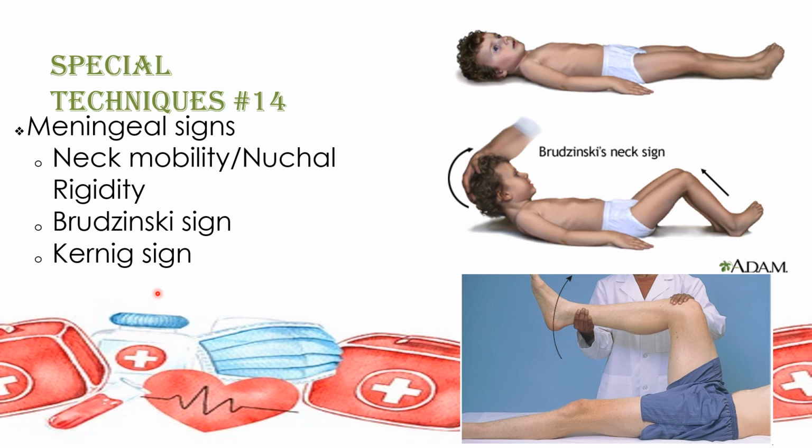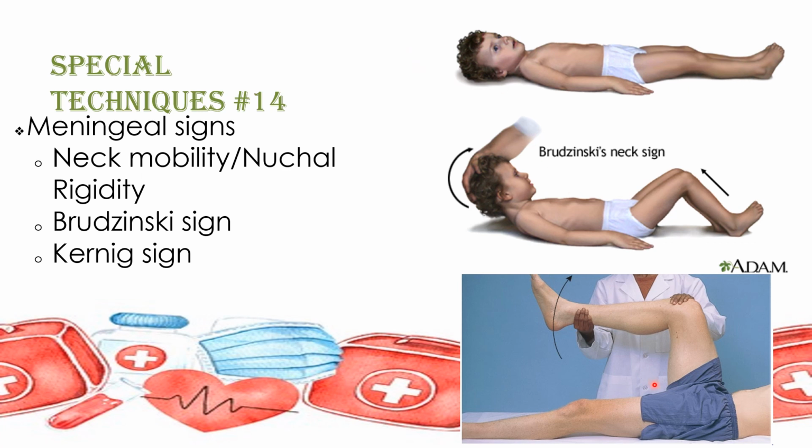To check for Kernig sign, flex the patient's leg at both the hip and the knee, and then straighten the knee. Discomfort behind the knee during full extension occurs in many normal people, but this maneuver should not produce pain. Pain and increased resistance to extending the knee are a positive Kernig sign. When it is bilateral, it could suggest a meningeal irritation.